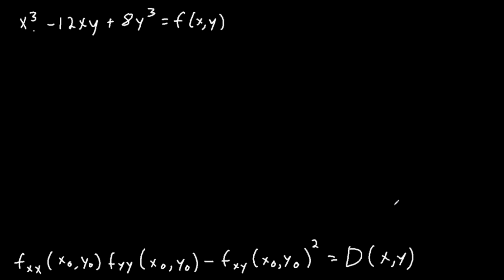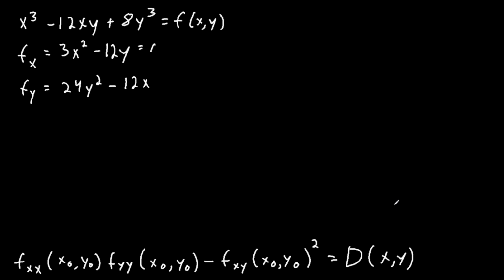So for this, we need to first find the extrema points in order to even plug these x null and y null values in. So let's go ahead and find the extrema points. Let's get the x partial and the y partial. The x partial for this equation is 3x squared minus 12y, and the y partial is 24y squared minus 12x. We need to set these equal to 0.